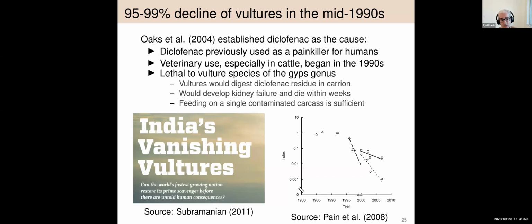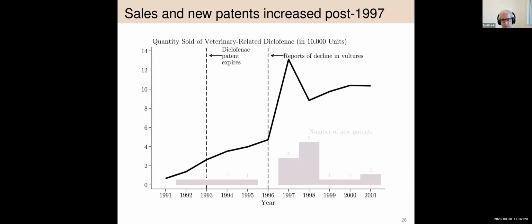It turns out that if you administer it to cattle, it will be effective for them as well, but when a vulture eats the body of a dead cow or any other livestock animal with residue amounts of diclofenac, they develop kidney failure and die within weeks. And that was enough to decimate a population of between 30 and 50 million vultures within just a few years, down to just a few thousand of them.